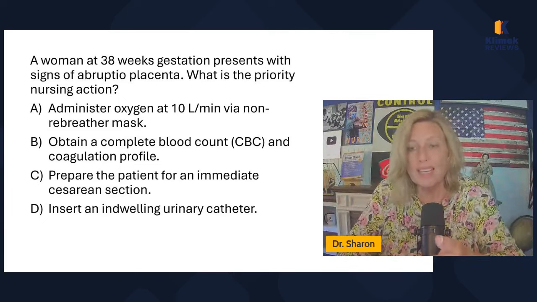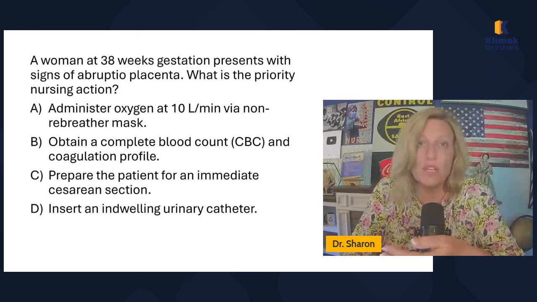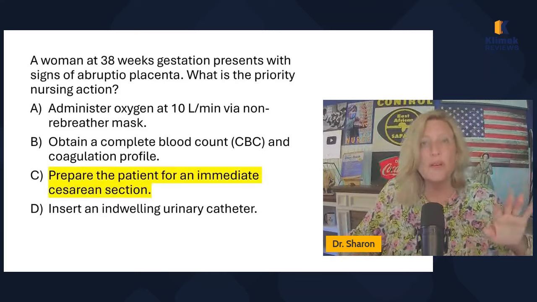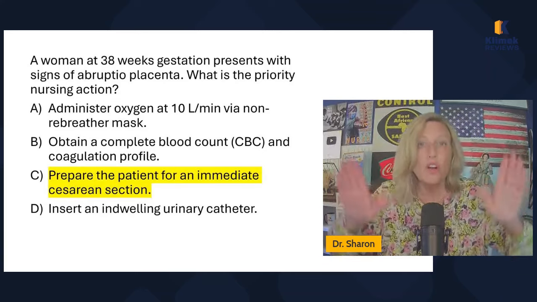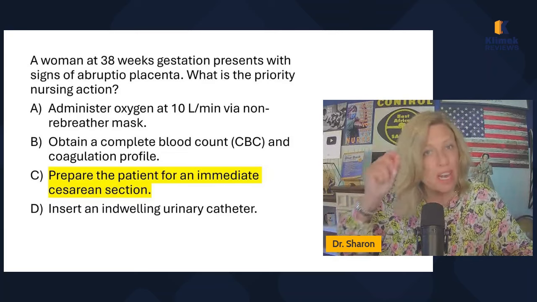So would I apply oxygen? I probably would, just to be safe. Would I insert an indwelling catheter? Probably, if we're going to do a C-section, but I'm only allowed to do one thing. If I can only do one thing, what do I have to do? I have to prepare her for an immediate C-section. So remember, this is a priority or a best question, not a first question.